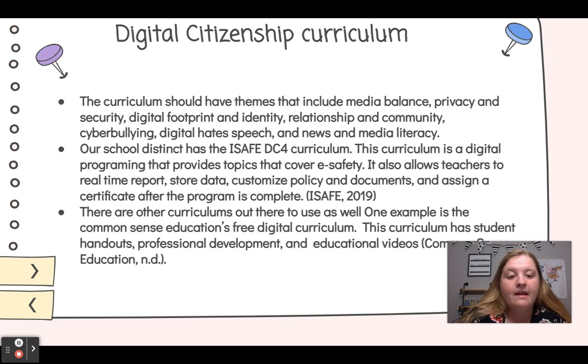It allows teachers full real-time reports of where their students are at. It stores data for us. It customizes the policy based upon what USD 305 wants to teach and documents that students see. And when students finish the program, they get a certificate of completion.